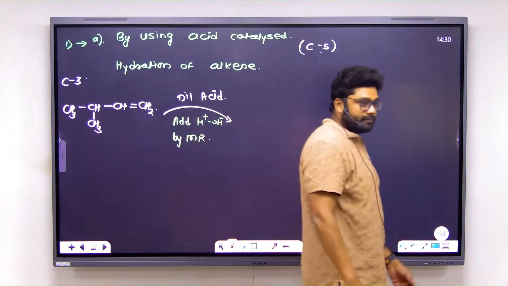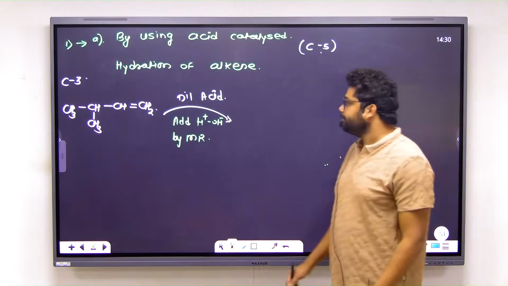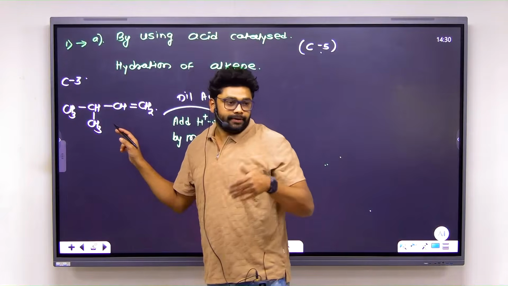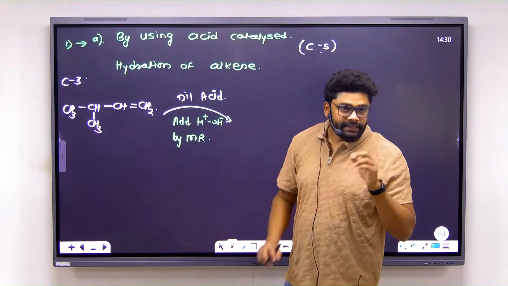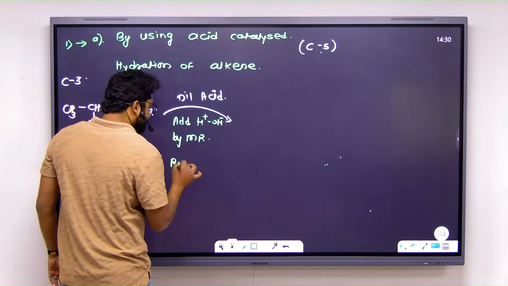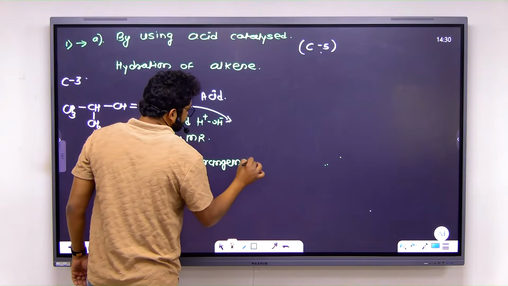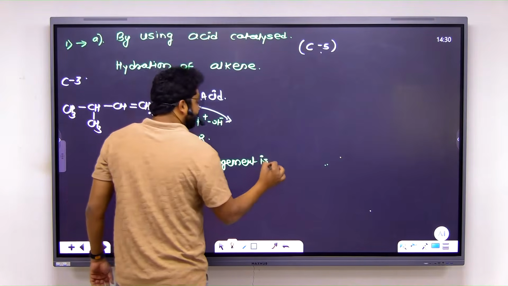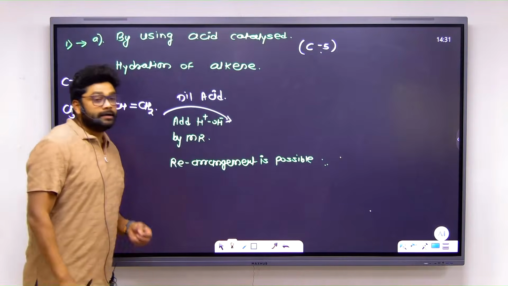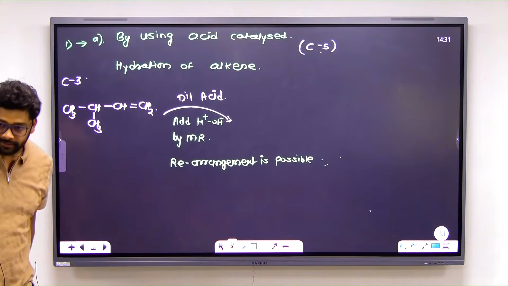Which rule? Markovnikov. And everyone imagines here that the negative part of the reagent attaches to the double bonded carbon having less number of hydrogen atoms. But in this case, there is another possibility, that is what? Rearrangement. A rearrangement is possible in this reaction. What is possible in this reaction? Rearrangement. And what is the name of the rearrangement?